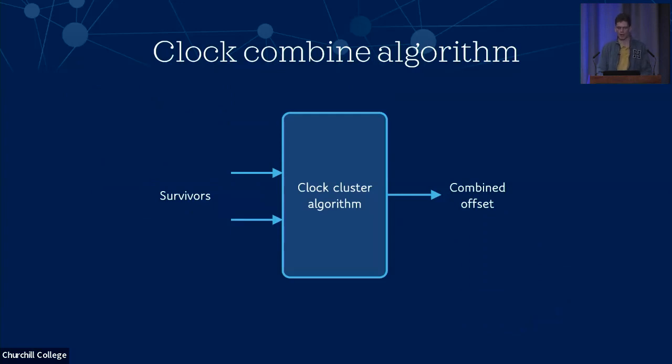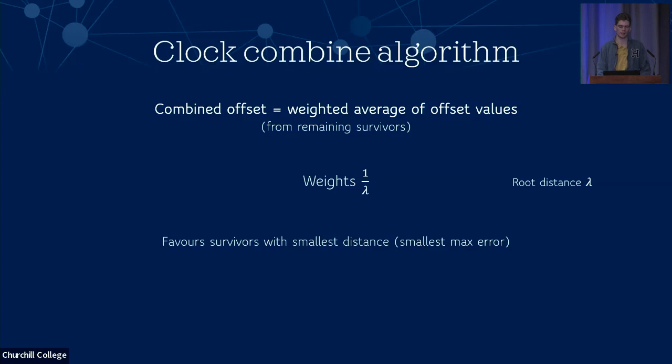So this leaves us with a small handful of survivors. And this brings us to the last stage of our algorithm, where we're going to combine those last few survivors into a single offset value. And we combine these by taking the weighted average of these offsets, which is weighted by the reciprocal of the root distance. Again, because the root distance is a measure of the maximum error, so taking the reciprocal of that is going to favor survivors with the smallest distance, so the smallest maximum error. And that gives us the single combined clock offset that we can use to adjust our system clock.